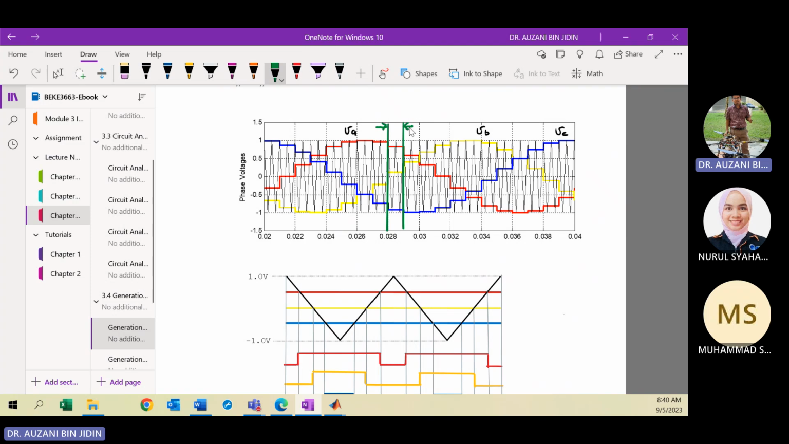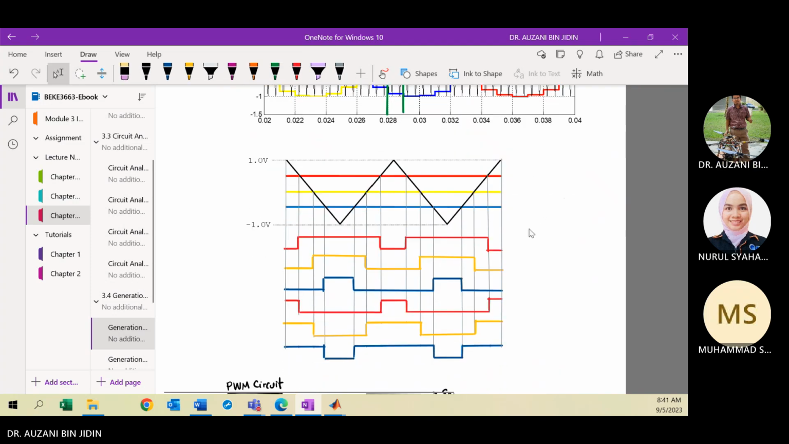For this interval, you can observe that the red color, VA, is the highest, right? VA is the highest. Then the yellow color is almost zero value. Then you have the blue color, which is the VC waveform, in negative value, the minimum value. So we try to analyze this interval, then we sketch here. Clear? So you have a straight line.